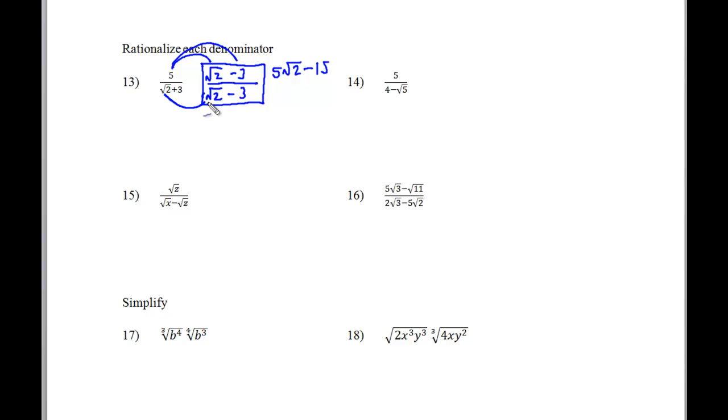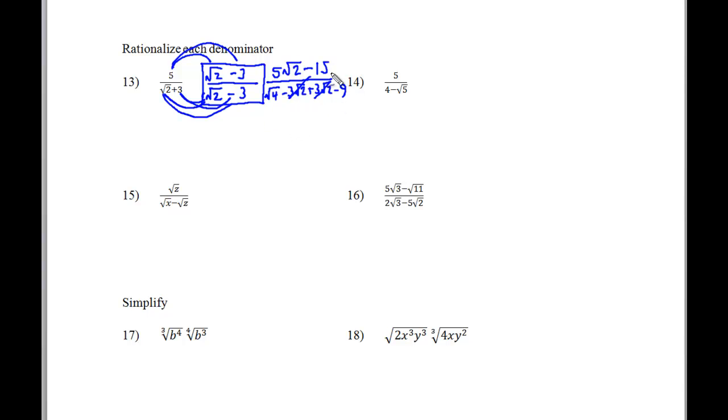So our first bracket here, or first branch here, for the first terms, square root of 2 times square root of 2 is going to be the square root of 4. The square root of 2 times the negative 3 is negative 3 square roots of 2. The 3 times the square root of 2 is positive 3 square roots of 2. Now look at the middle two terms. This term and this term are going to simplify to 0. And our final term, the 3 times the negative 3, is negative 9.